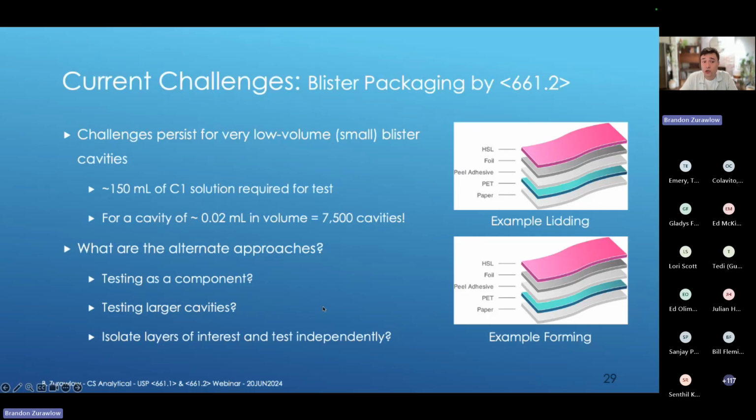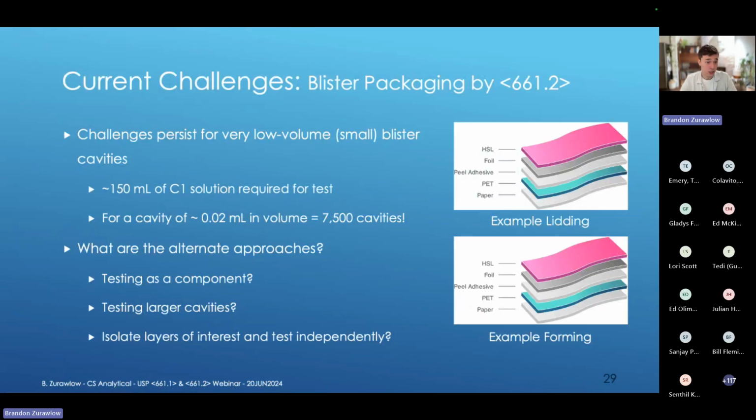Can we create larger cavities and test larger cavities? Logistically, sure, we can do that. But then there's also language in the USP that says if you do that, you must consider the solvent to surface area ratio, which can be complicated, frankly, and also very costly for people to come up with new forming webs, etc., just to test for 661.2.